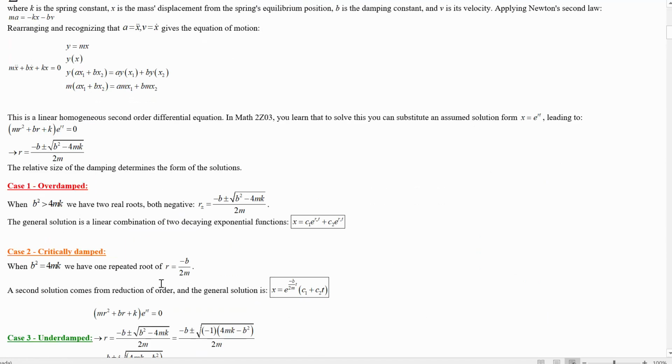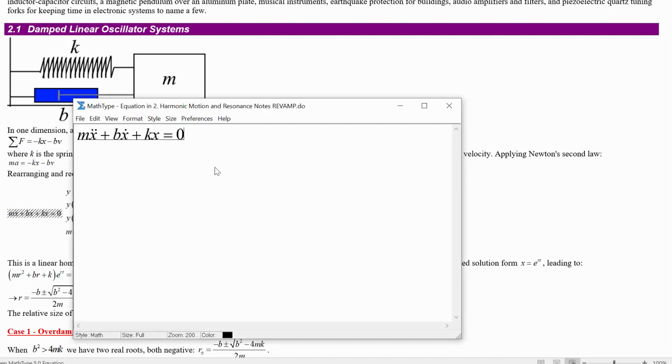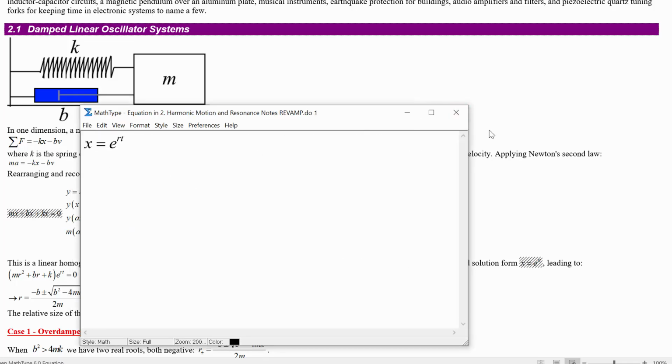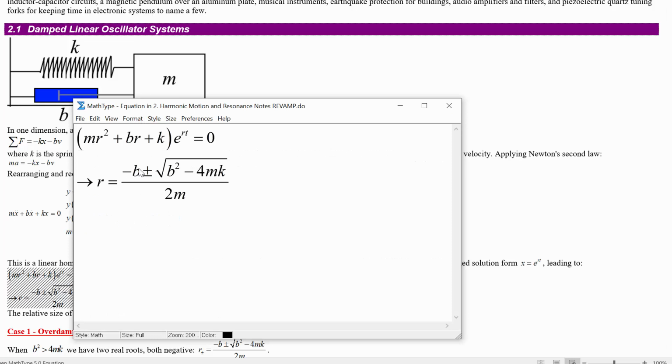So let's recap. When we have a system like this, a mass attached to a spring and a damper, it leads to this differential equation, m x double dot plus b x dot plus k x equals 0. This is a linear second order homogeneous differential equation with constant coefficients, which means we can find solutions by assuming that x equals e to the rt is a solution. When you substitute that into the differential equation, you find it works as long as r is negative b plus or minus root b squared minus 4mk, over 2m. And this has three distinct forms depending on how big b squared is compared to 4mk.